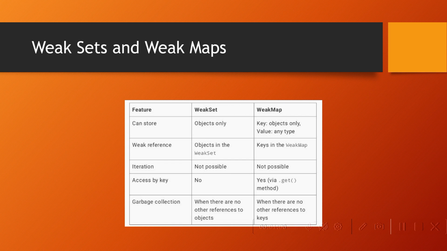Then iteration is not possible using forEach or anything, and you cannot access this by key, and you can access this by using get method. And this is the important point: when there are no references to objects, then garbage collection will happen. This is same with both WeakSet and WeakMap. Though you cannot see the garbage collection happening inside the code, we can have a basic example on how to create a WeakSet and WeakMaps.